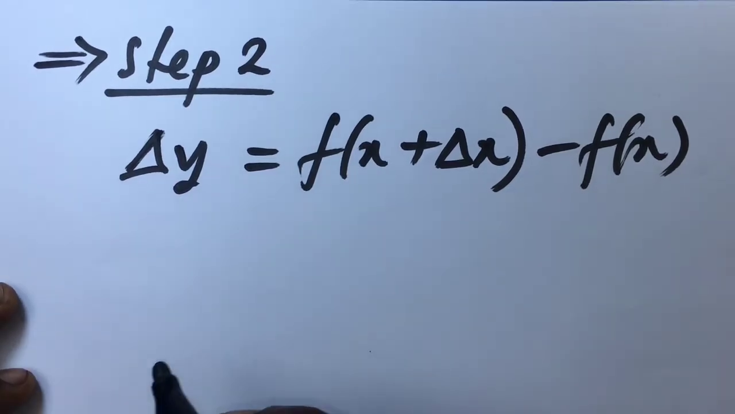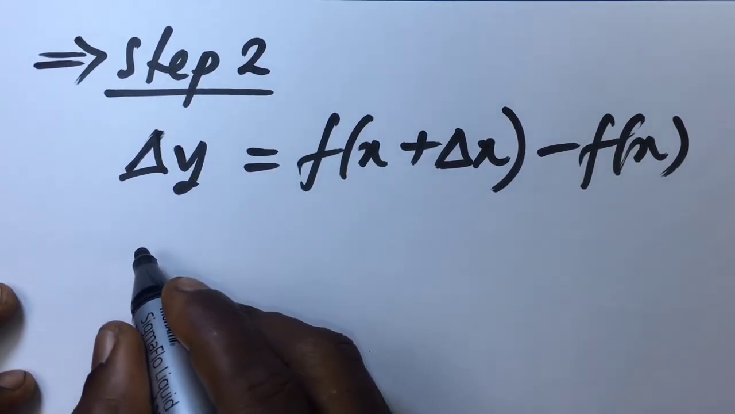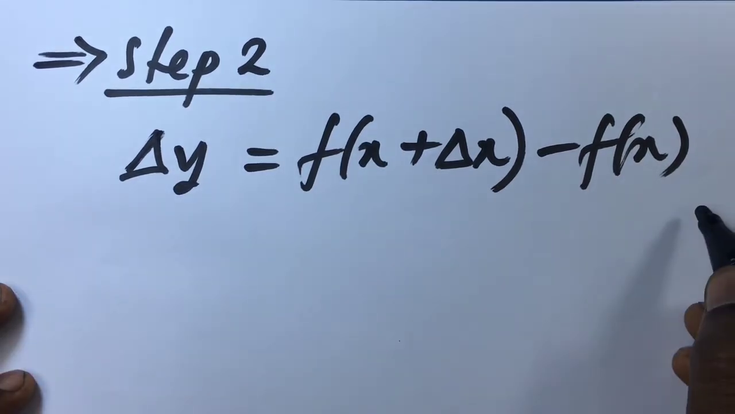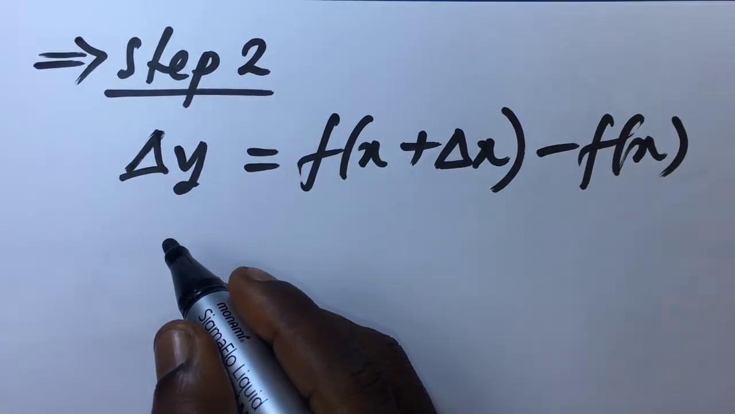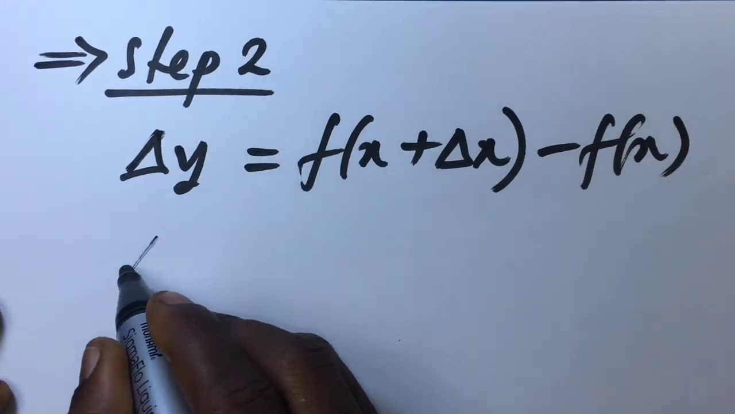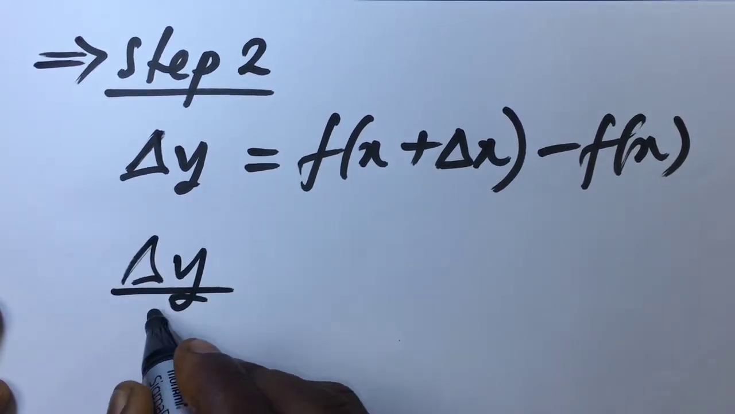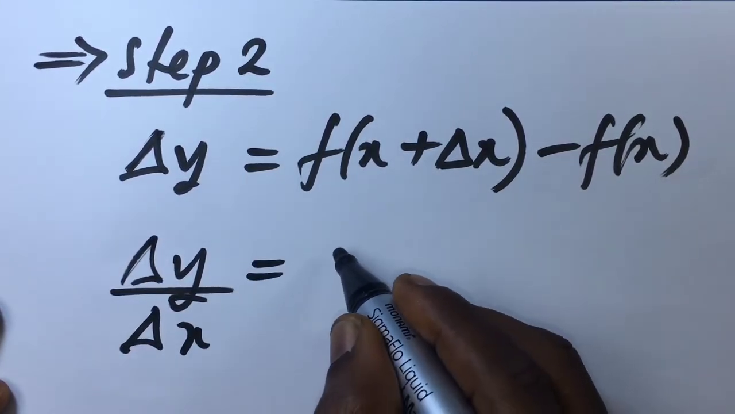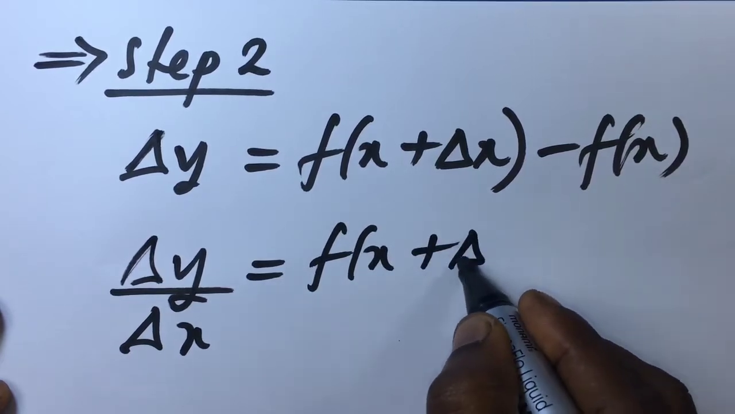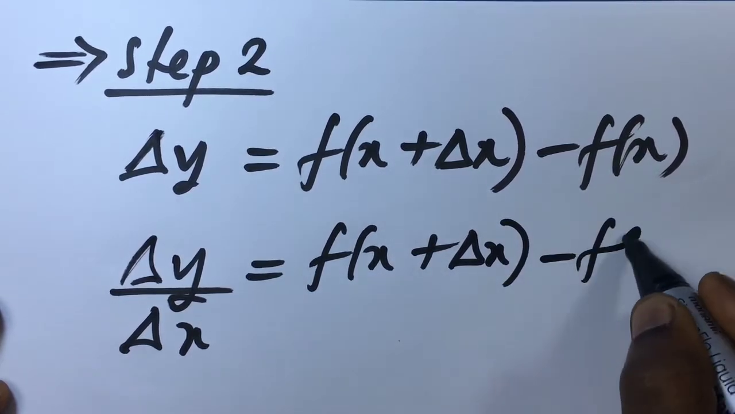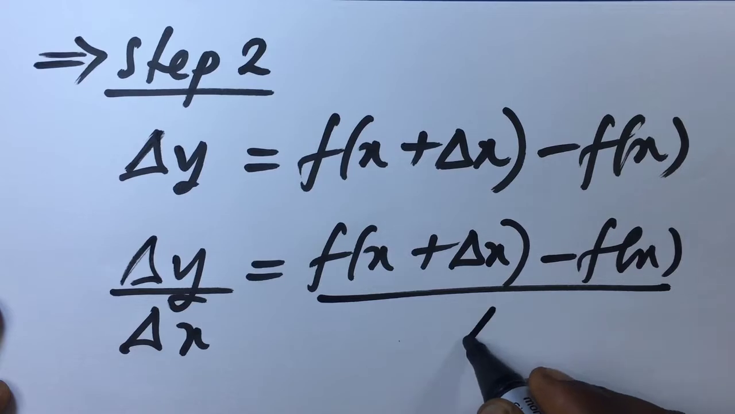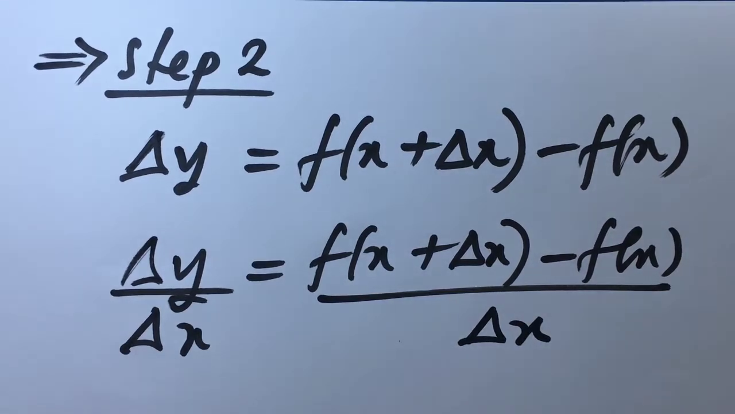So what do we do in this step 2? Obtain the gradient function. To obtain the gradient function, all you have to do is divide both sides of the result we obtained in step 1 by change in x. So I'm going to do this. Change in y all over change in x will be equal to f of x plus change in x minus f of x all over change in x. And this concludes step 2.